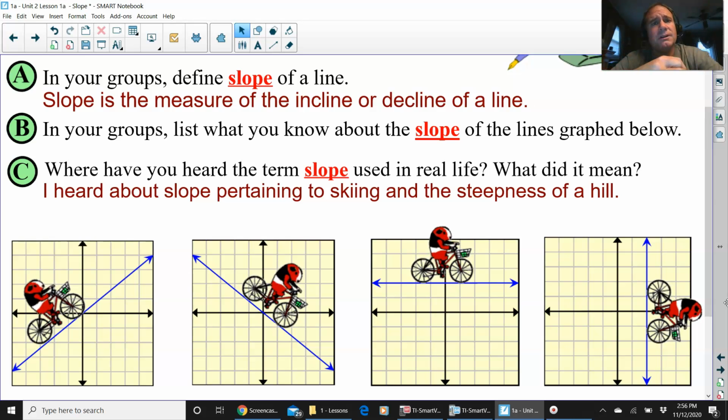That is the slope. Also, you're talking about a treadmill of some sort, and raising that treadmill up so you can have more of an incline when you're working out. That's also slope, the steepness of a line.